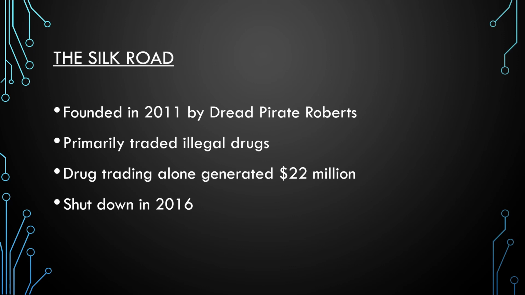Okay. The reason that we're familiar with the dark web is thanks to the Silk Road. It was founded in 2011 by Robert Ulbricht, better known as Dread Pirate Roberts. Now, the Silk Road was very well known for the trading of illegal drugs, and the drug trading alone generated $22 million a year since it was started. It was shut down in 2016 after being able to lead the search back to Robert Ulbricht.